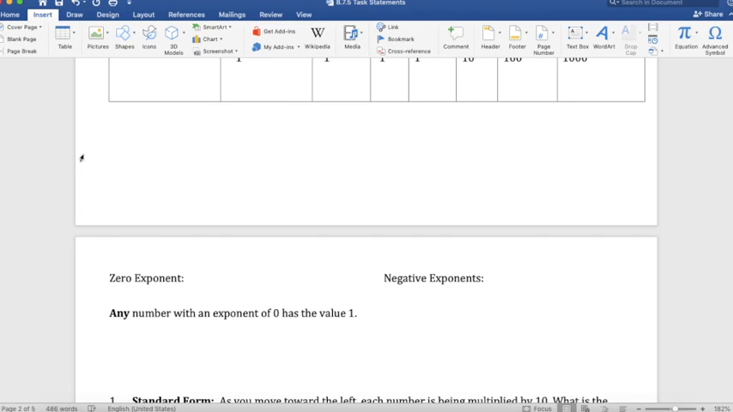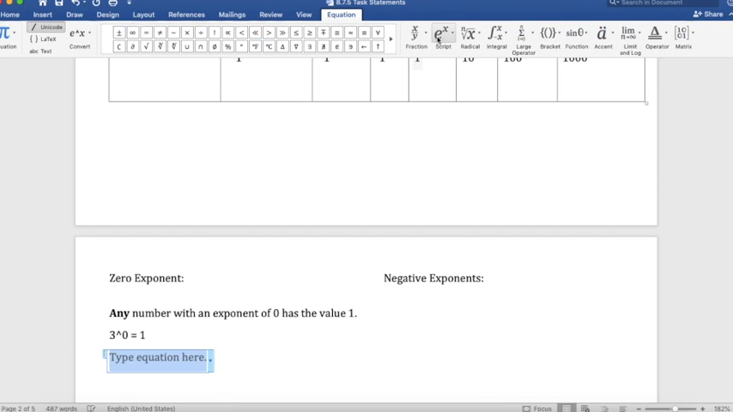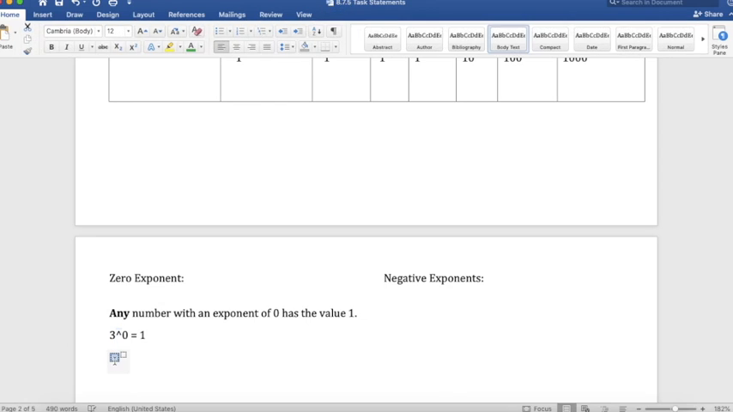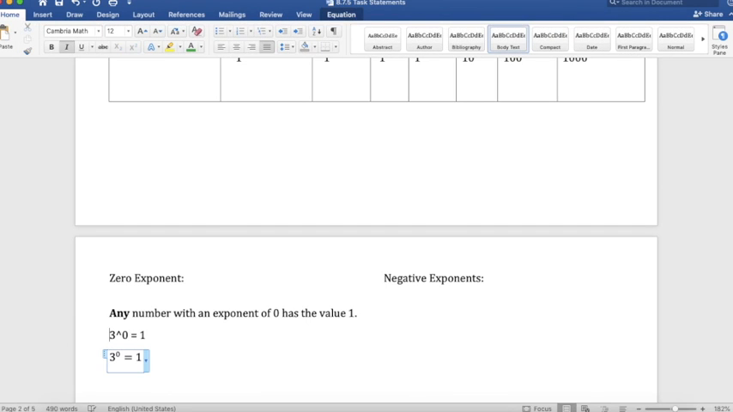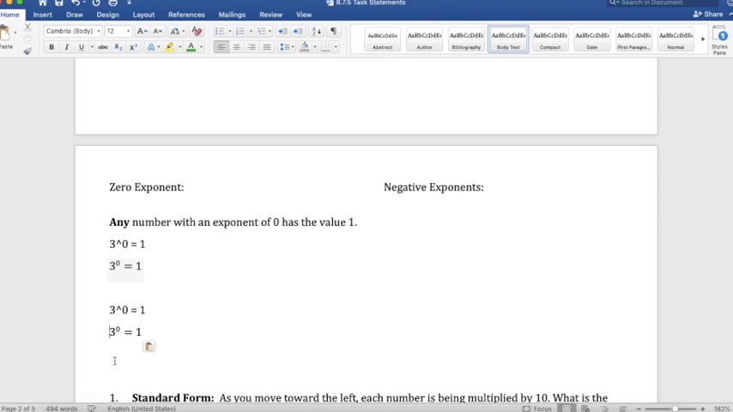So for example, I'll write 3 to the 0 power equals 1. And then I'll write that same exact thing nicely, because we're still getting used to that caret thing right here being an exponent. So 3 to the 0 equals 1. And that works for any number. I can copy and paste this and be any number I want.